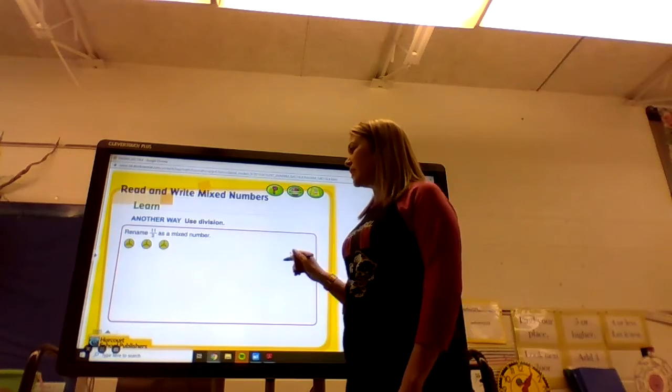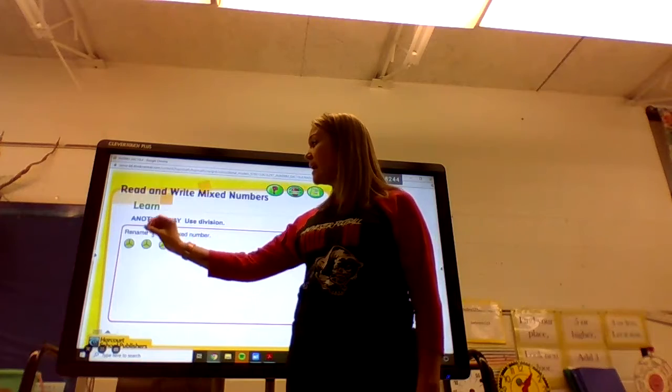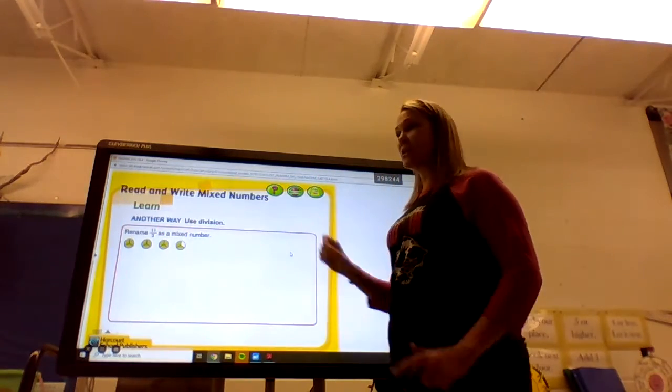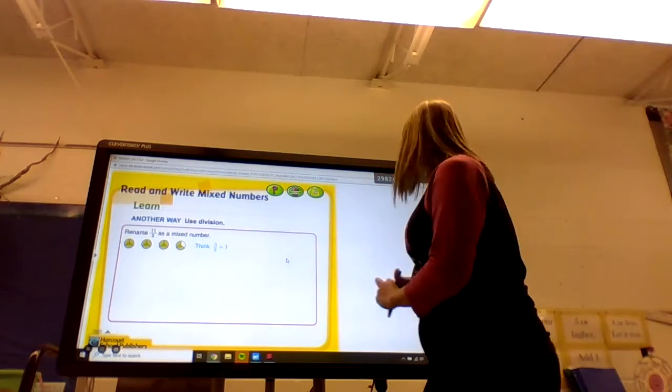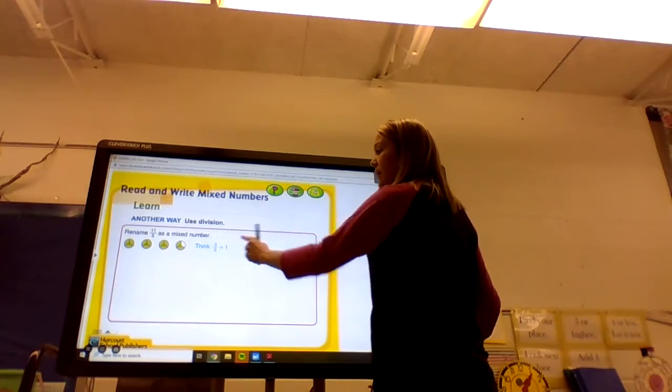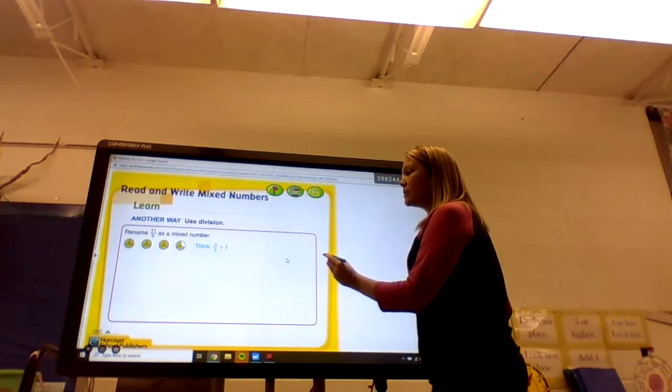So here's what we're going to do. They're showing us 11/3, and they put that fraction into groups of 3. How did they do that? Well, 3/3 is the same as one whole because we have the same numerator and denominator.